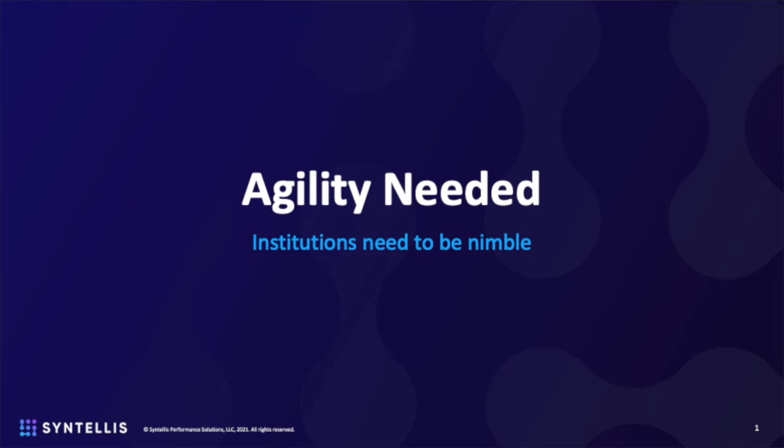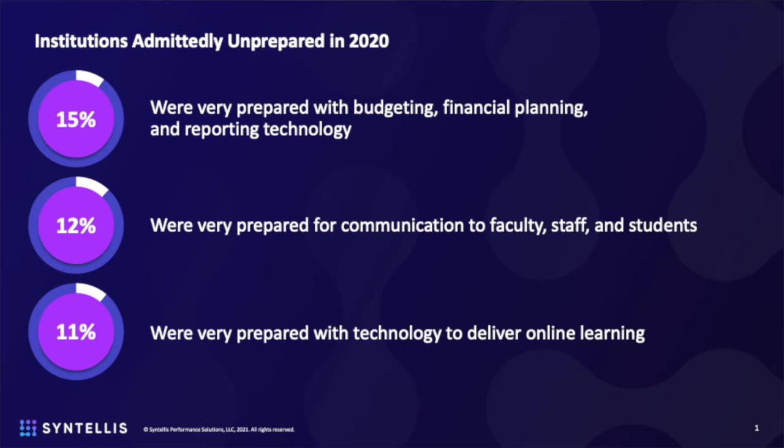So the second trend we really saw is the need to be agile, right? We've got to be nimble to do that. These statistics really stood out to me: institutions, and I don't think anyone, was prepared for the pandemic. No one was ready for that. But still, the numbers are pretty remarkable here. 15% weren't prepared for budget, financial planning, and reporting technology. They didn't feel very prepared to communicate to faculty and staff, or to have the technology to deliver online learning.